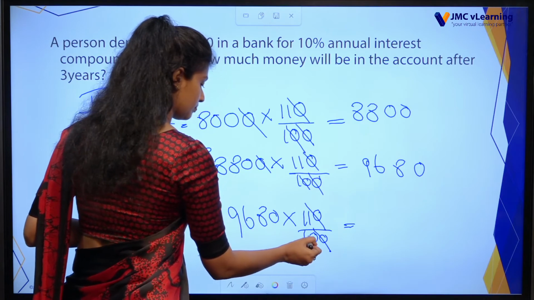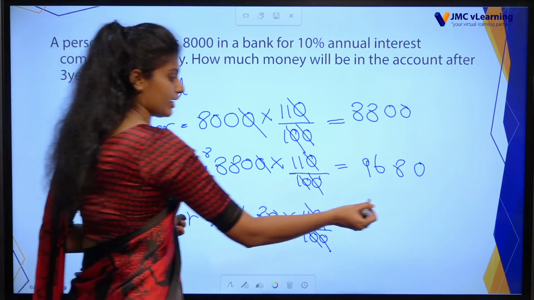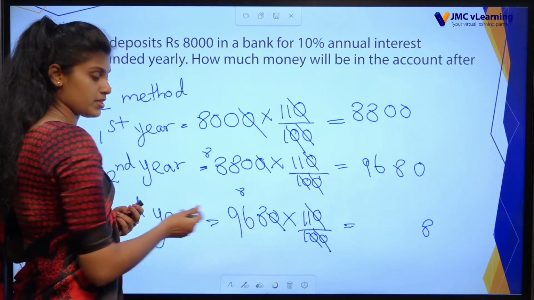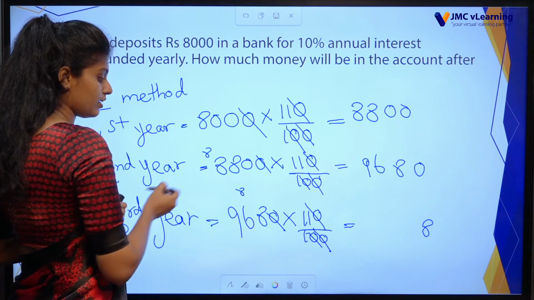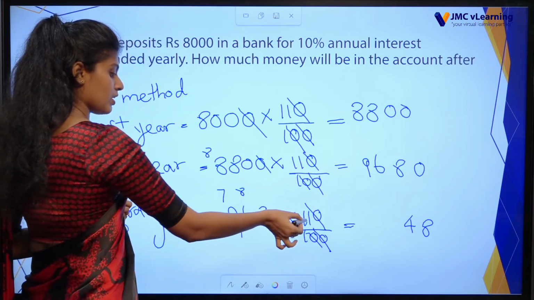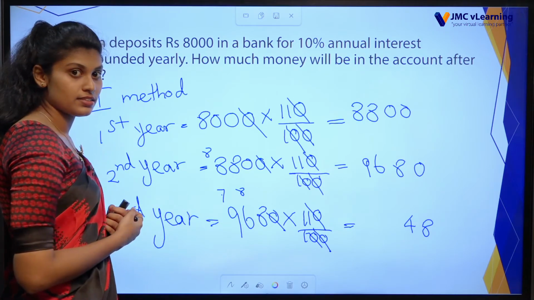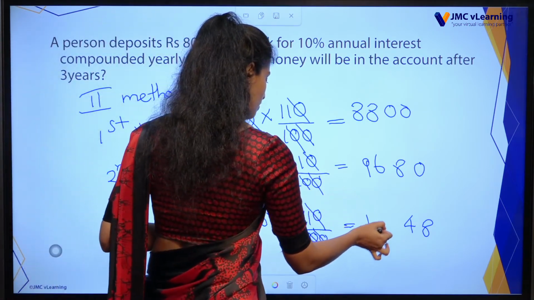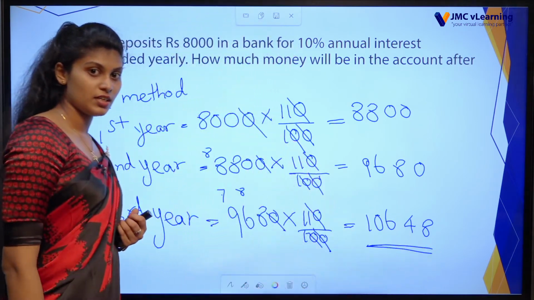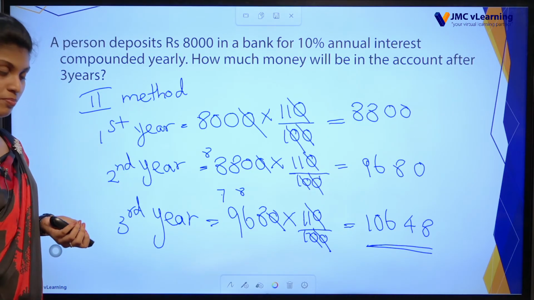Let's find it. Multiply by 11. 11 into 8, 88. Put 8, 8 left. 11 into 6, 66. Add 8, 74. Put 4, 7 left. 11 into 9, 99. 99 add 7, 106. This is the final amount in the account after 3 years. This is the second method.